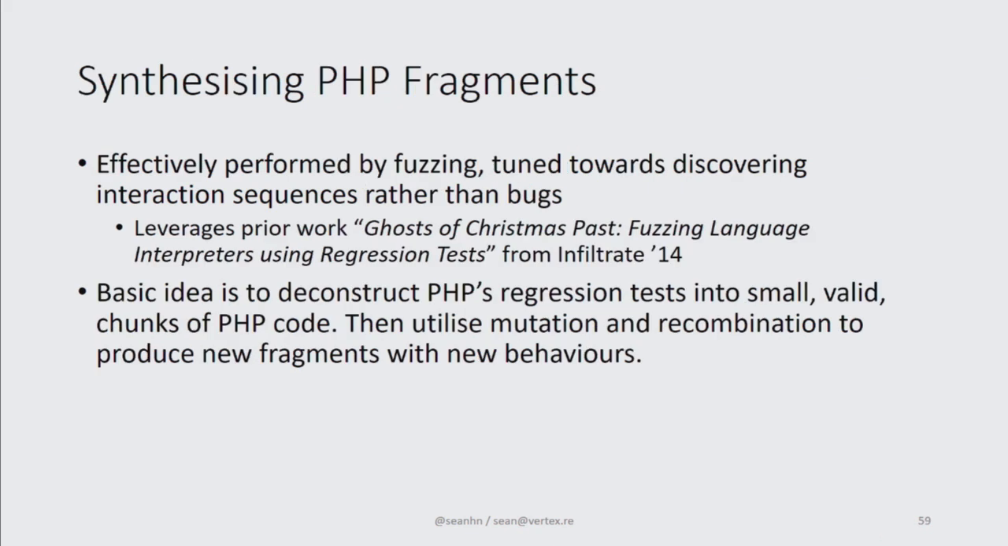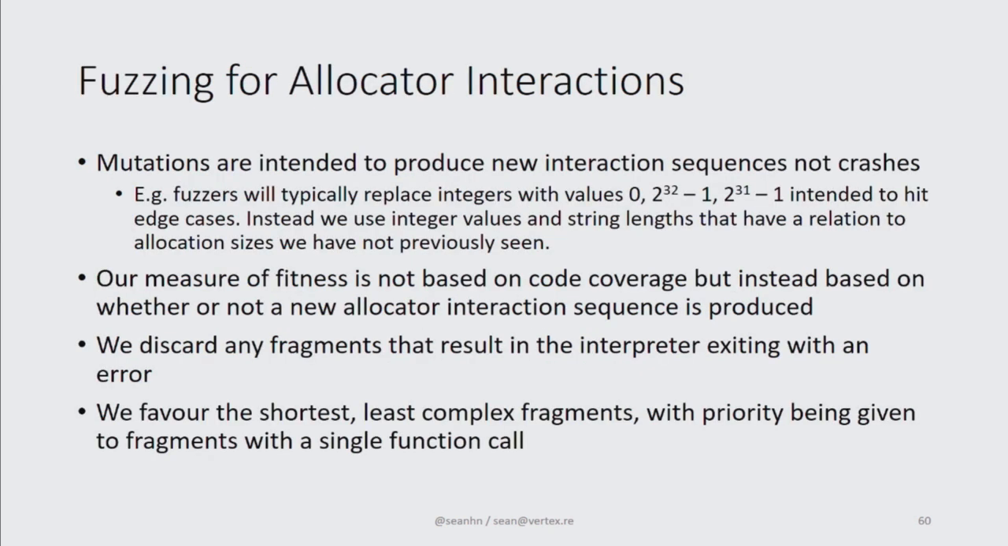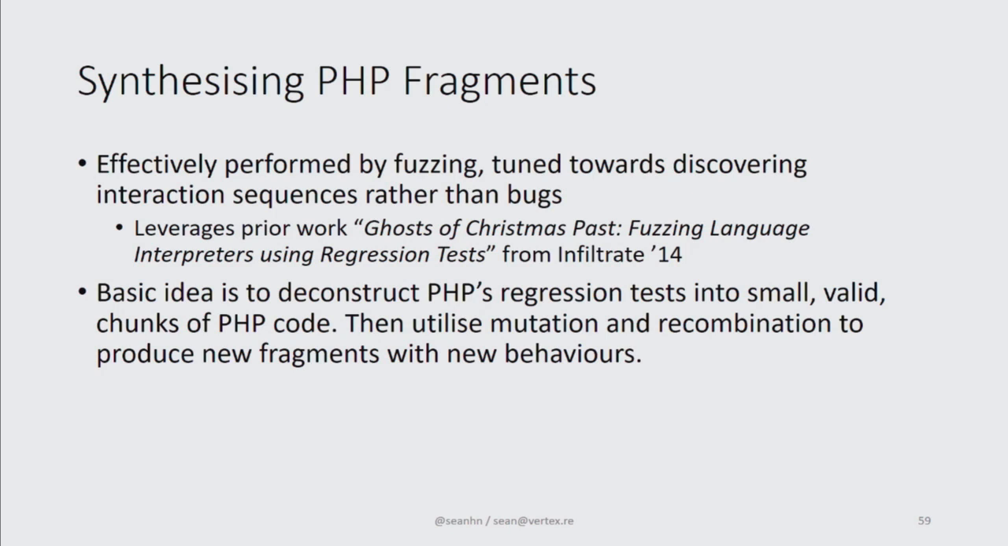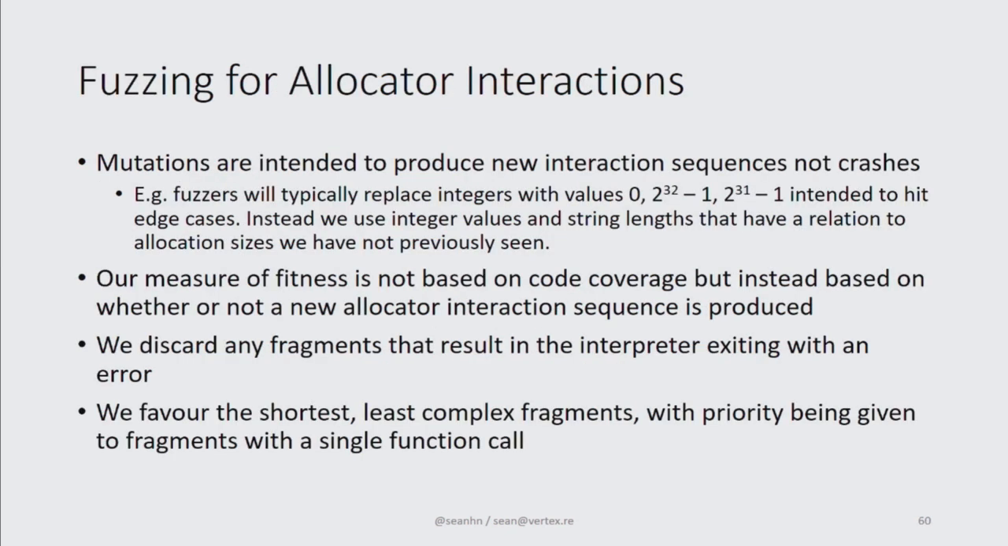This is based on work I presented a few years ago at Infiltrate. What we're effectively going to do is take all of PHP's regression tests and parse them down into minimal fragments, and then for each of those fragments, we're going to record the interactions that fragment triggers with the allocator. And then we're going to start fuzzing the fragments, recombining them to build bigger and more complex chunks of PHP, which have unique interactions with the allocator.